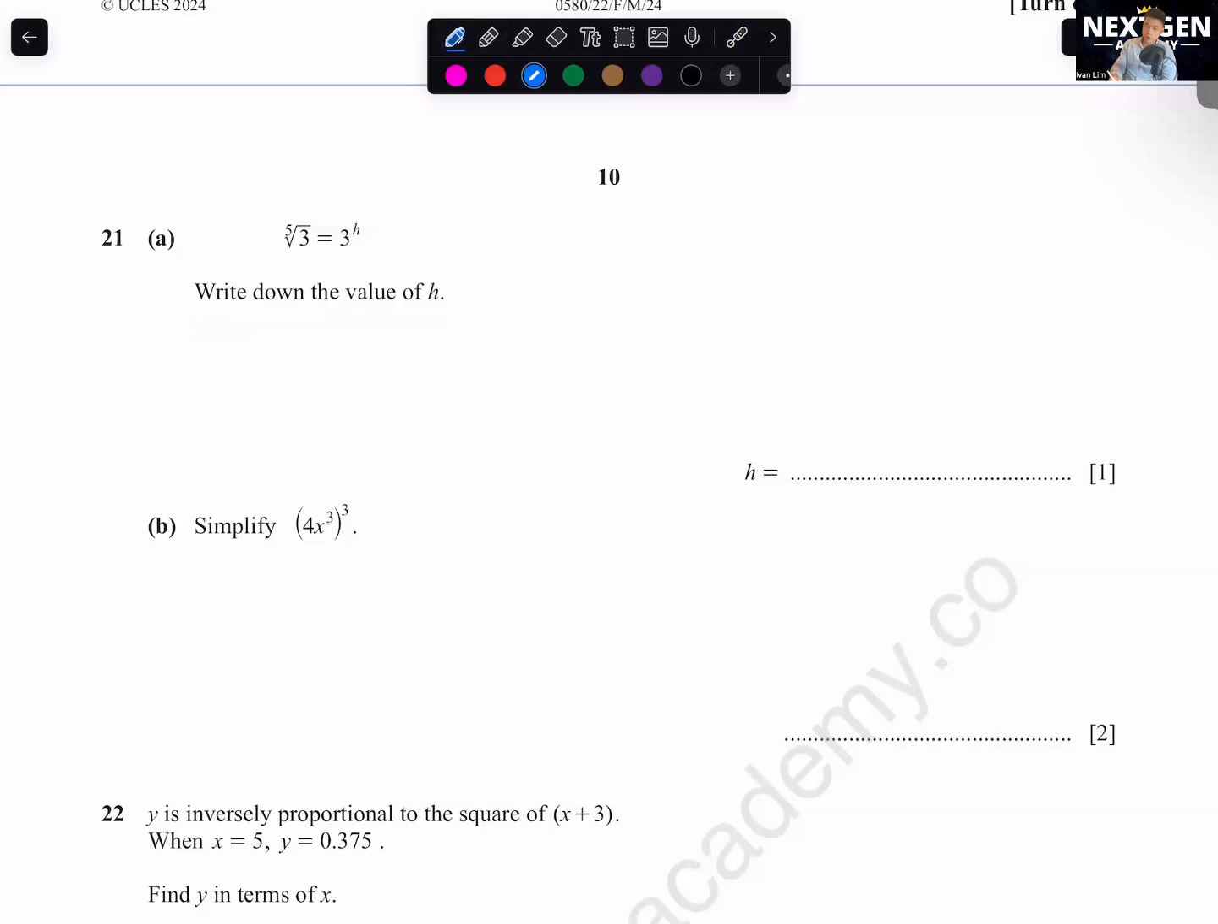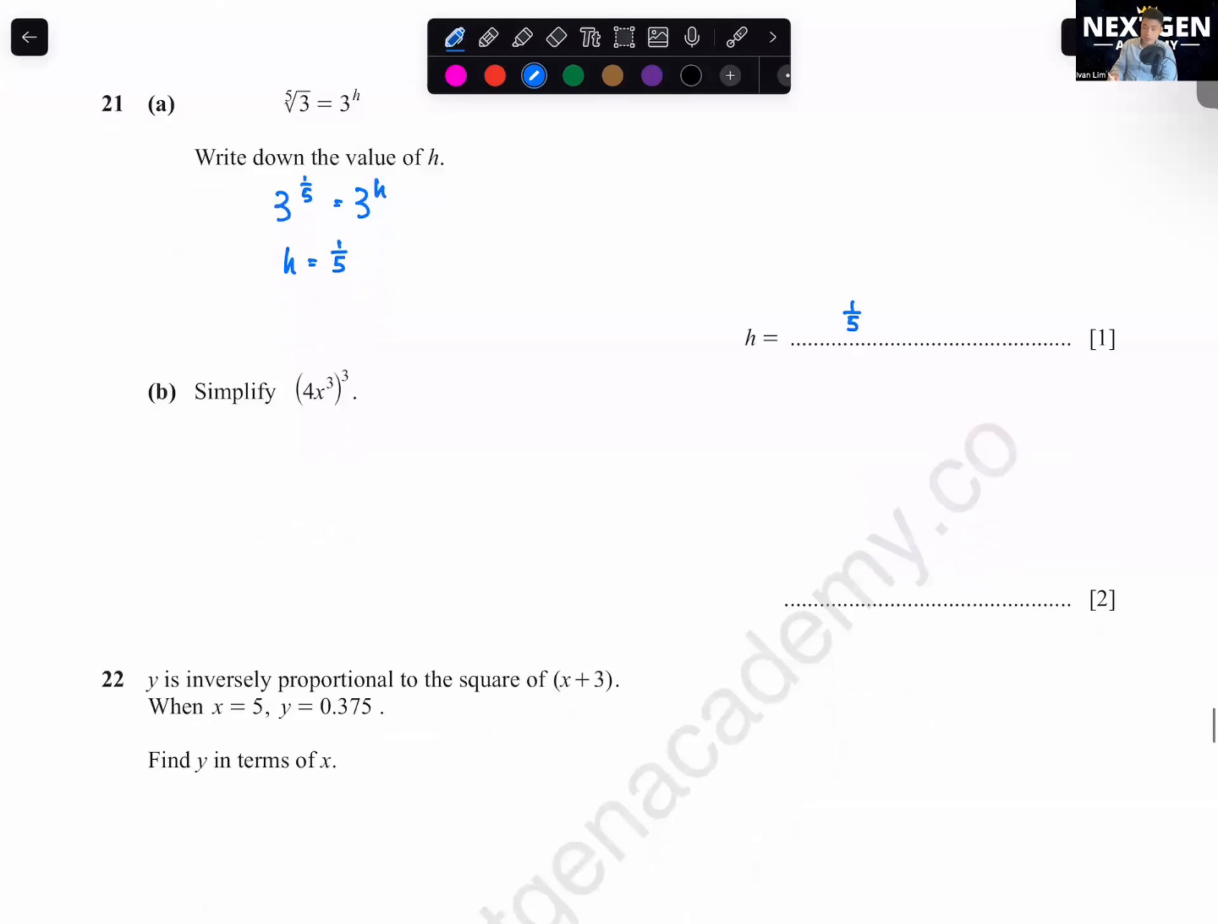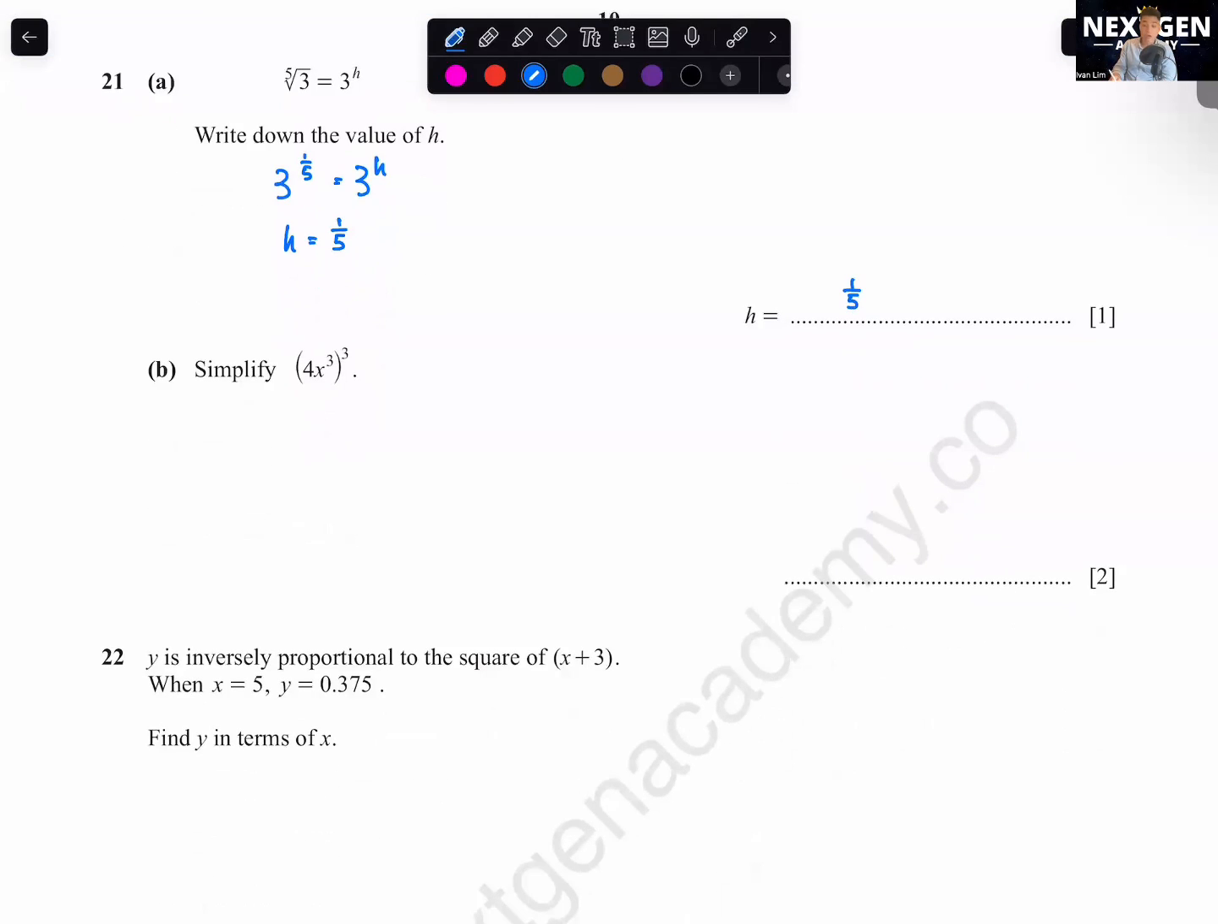So for this question, we change it both to indices form first. So 3 and 1 over 5 equals to 3 to the power of h. h is equals to 1 over 5. Okay, simplify this. Don't make the common mistake of just cube the last value. You need to cube every single value inside. 4 cube x 3 times 3. Okay, what's 4 cube? 64 x 9.